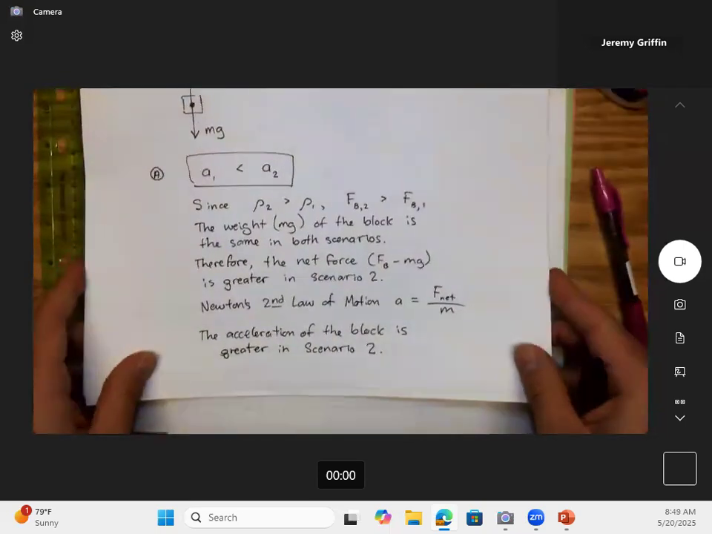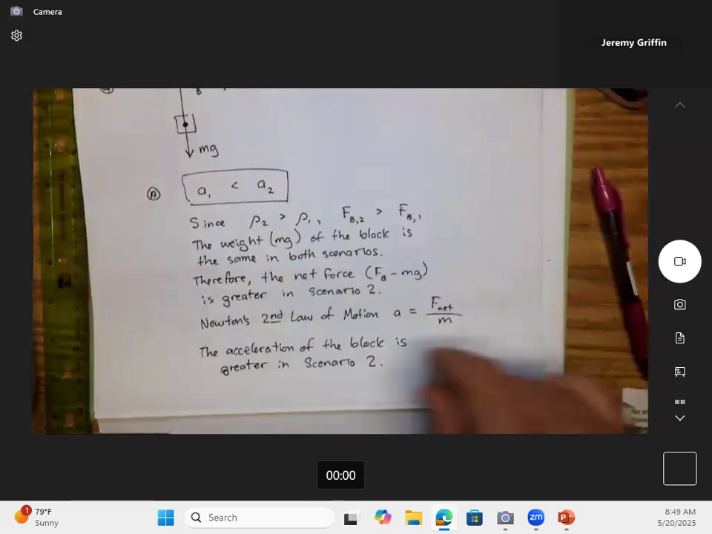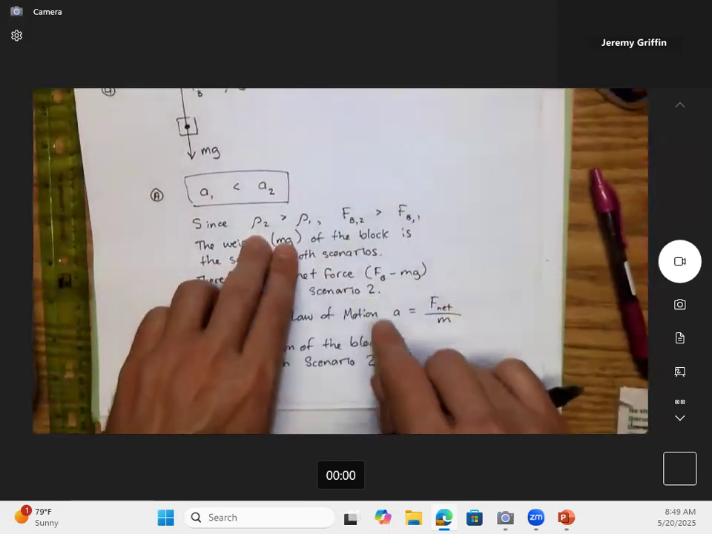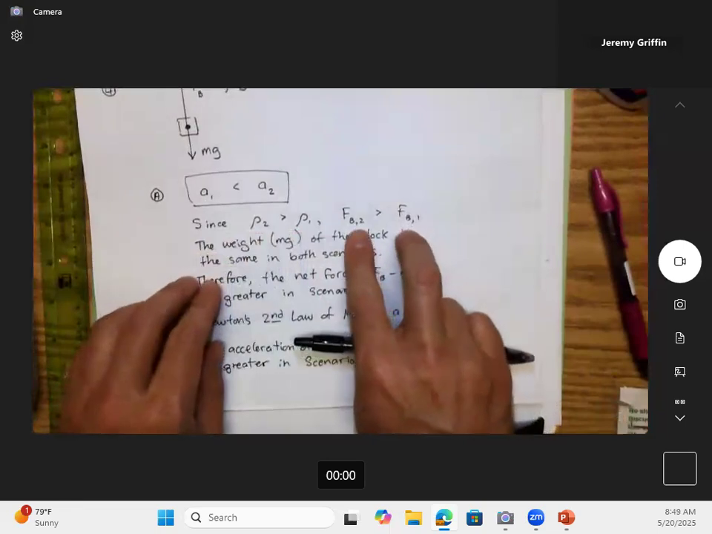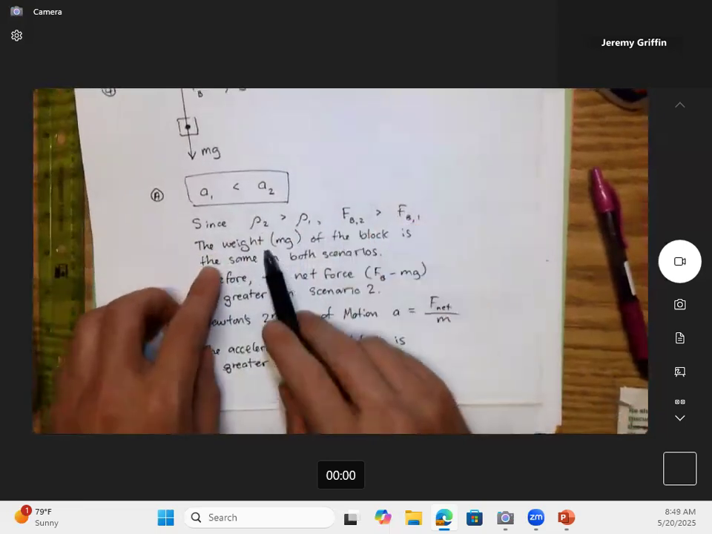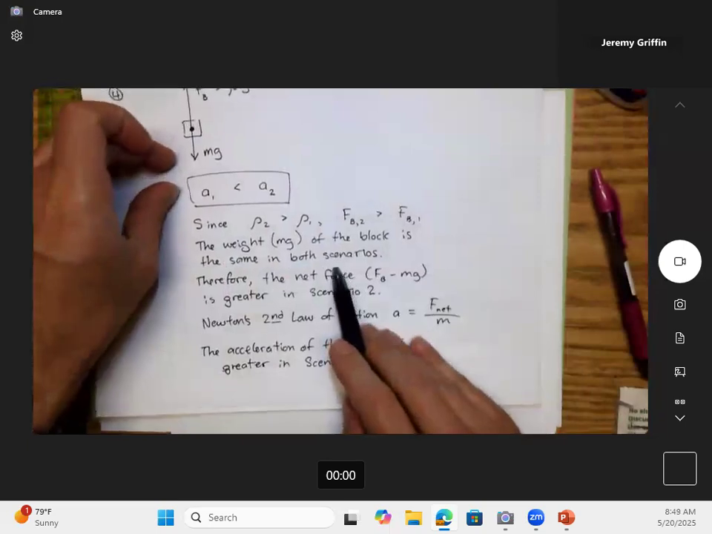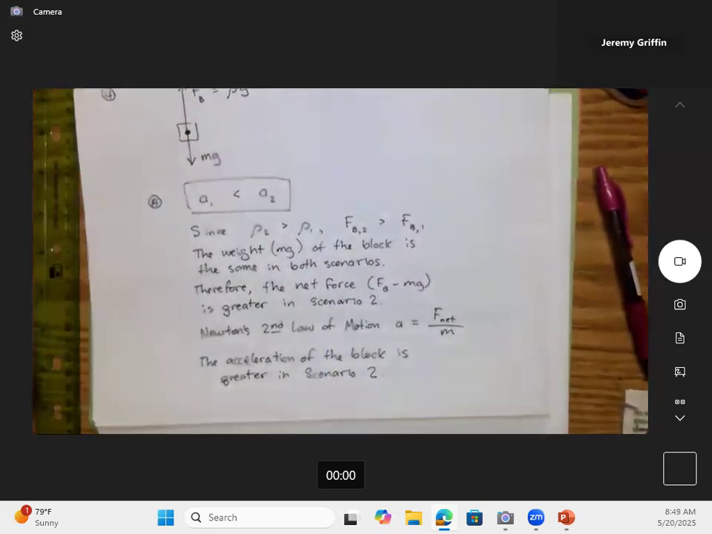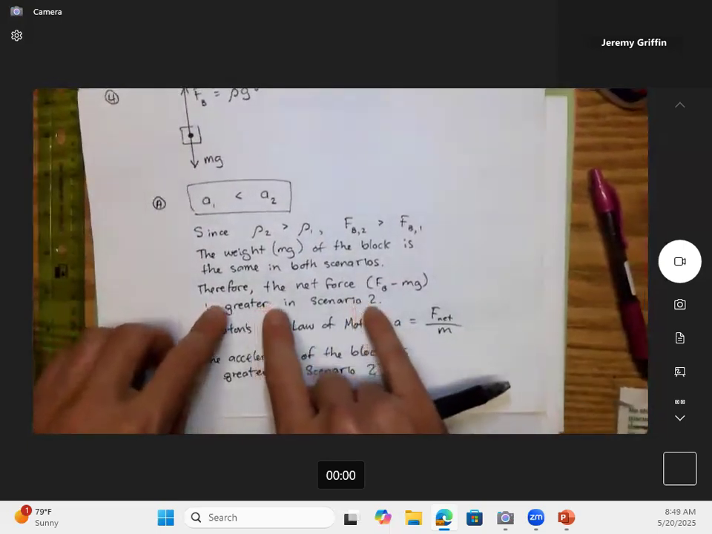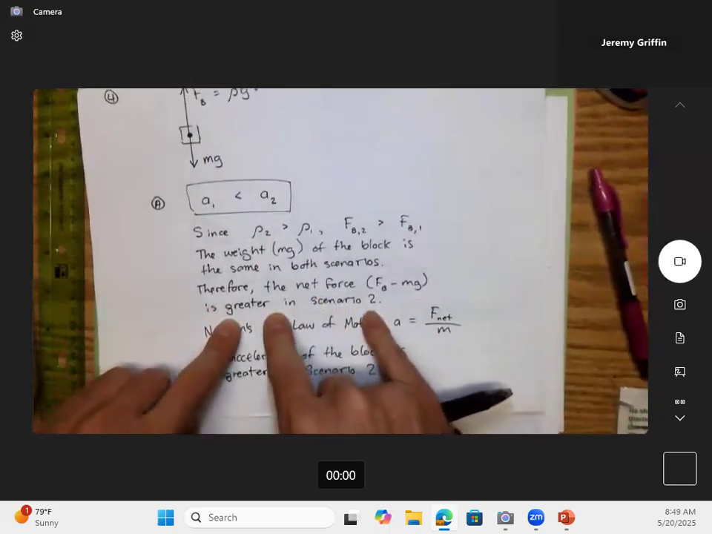So here's what I wrote for part A. Hopefully your answer looks somewhat like this. I think this is pretty good. Density 2 is greater than density 1. The buoyant force 2 is greater than buoyant force 1. The weight of the block is the same in both scenarios. I'd give that a point, who knows, I don't actually have a scoring rubric. Okay. Therefore, the net force is greater in scenario 2.